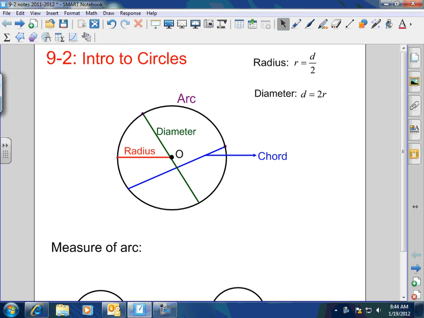All right, boys, for 9-2, we're going to intro to circles. We're going to have a whole chapter on circles, and that chapter is going to be a lot easier if you learn what I'm going to teach you today. I'm going to teach you a lot of stuff that isn't really clear in the book. It's there, but it's not very clear.